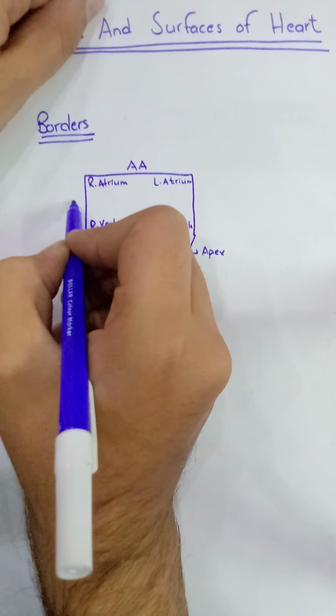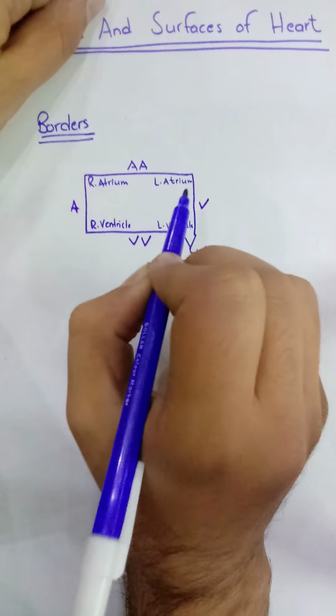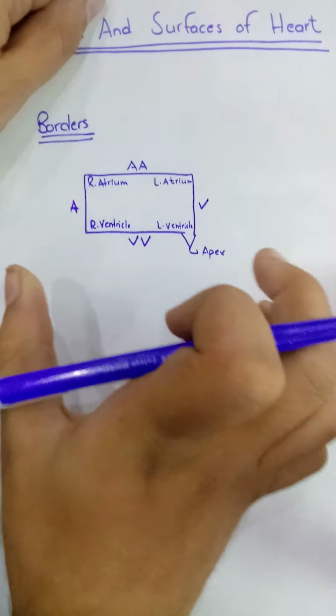Now, on the top side will be the right atrium, and here will be the right ventricle at its bottom. Here will be the left atrium and left ventricle. Both are atrium, so we will write A here, and both are ventricle, so we will write V here. You just have to remember this.